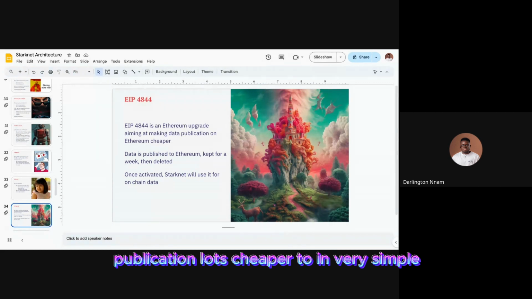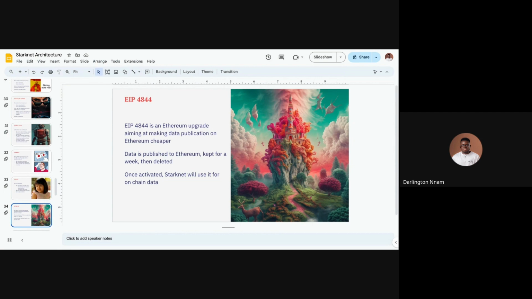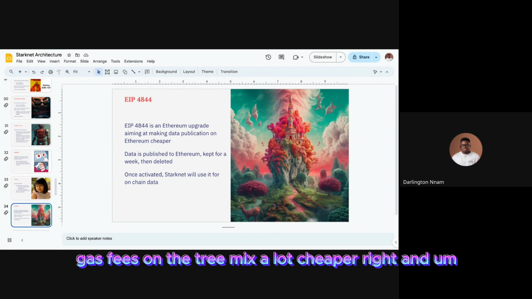publication a lot cheaper. So in very simple terms, what EIP 4844 does is data is kept temporarily rather than permanently. So more or less, data is put in blobs and published to Ethereum, and these blobs are kept for about a week, then deleted. Now this reduces gas fees, makes it a lot cheaper, right?